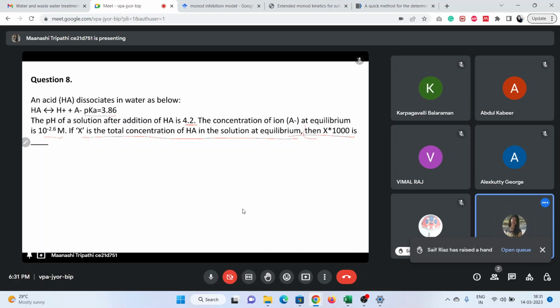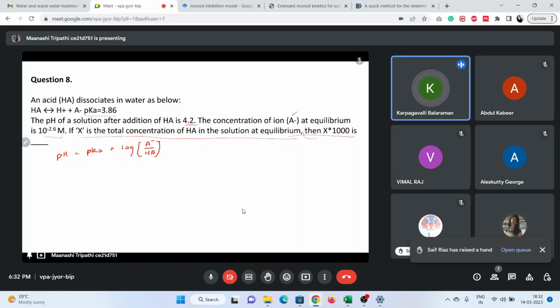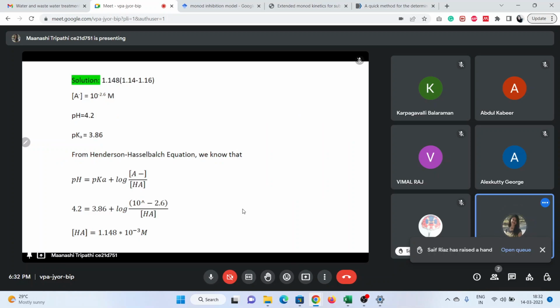First try to find out the total concentration of HA. We know the concentration of A negative. Everything we know. I'll write the equation: pH is equal to pKa plus log of A negative by HA. We have everything. Everything is there in front of you. You just have to put in these values. So let's see. Is it 1.148 into 10 power minus 3? Okay, we'll see. You are very fast. Yes, absolutely correct.